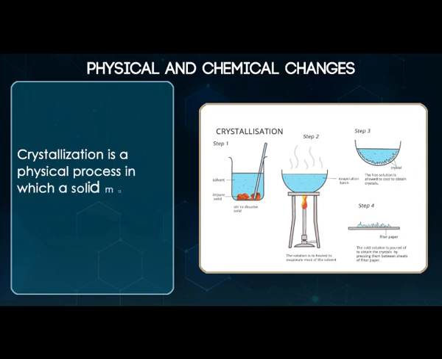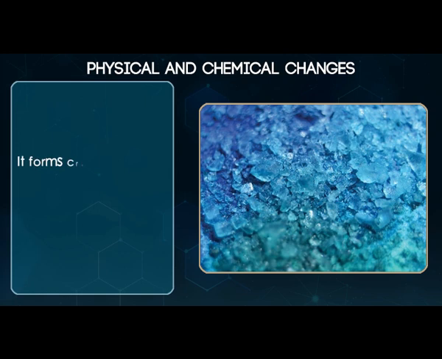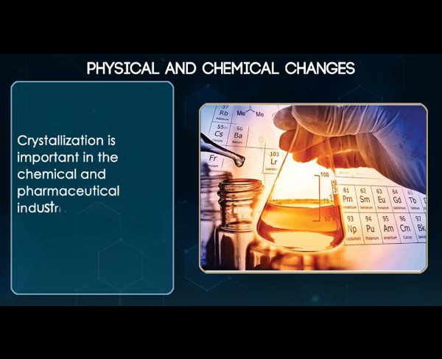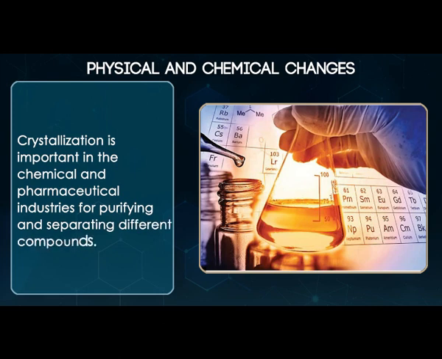Crystallization is a physical process in which a solid material precipitates from a solution or a melt. It forms crystals with a definite geometric shape. Crystallization is important in the chemical and pharmaceutical industries for purifying and separating different compounds.